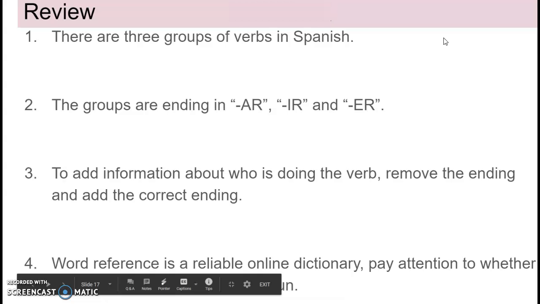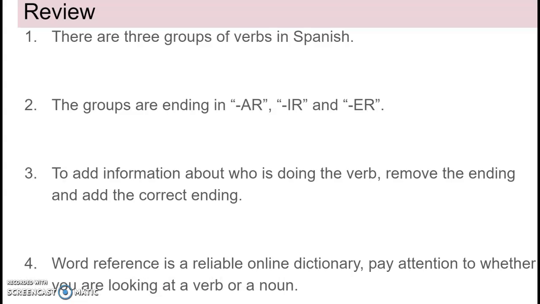We're now going to review what we've learnt today. Firstly, there are 3 groups of verbs in Spanish. Secondly, the groups end in AR, IR, and ER. Thirdly, to add information about who is doing the verb, we have to remove the endings and add the correct endings. We need to refer to the tables to do that. Number 4, Word Reference is a reliable online dictionary, but we need to pay attention to whether we are looking at a verb or a noun.